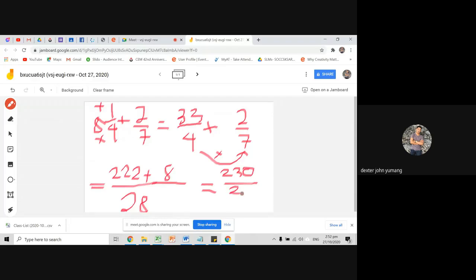Now, malowest term pa po yan. Yes, malowest term pa po yan by 2. So, divide nyo lang ng by 2 hanggang hindi na siya ma-divide sa by 2. Ganun lang po. So, that's the answer. So, next.